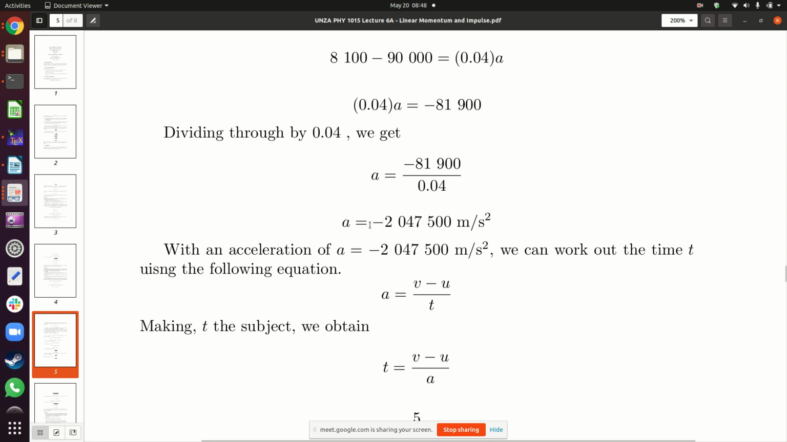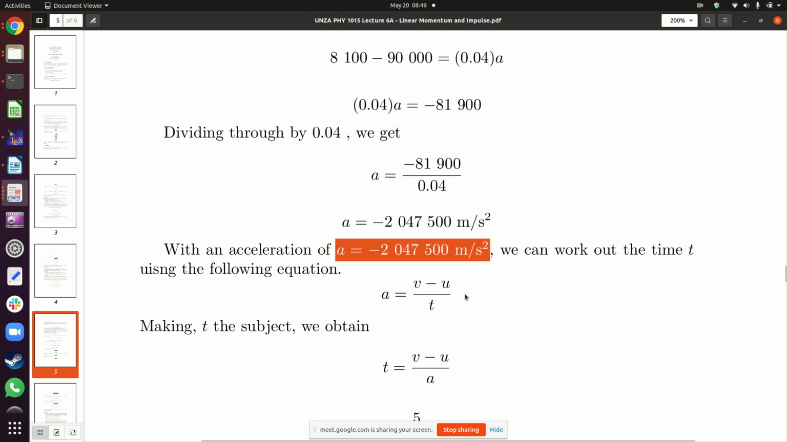You can see that the acceleration is negative. This negative acceleration is telling you that the velocity of the bullet as it is passing through the plastic reduces. That's what negative acceleration tells you. Then you can look at the size of the acceleration: 2,047,500 meters per second squared. This is a very, very large value of acceleration. So this is telling you that the velocity of the bullet reduces very, very fast within this small distance of 2 centimeters, the thickness of the plastic. So this is the acceleration.